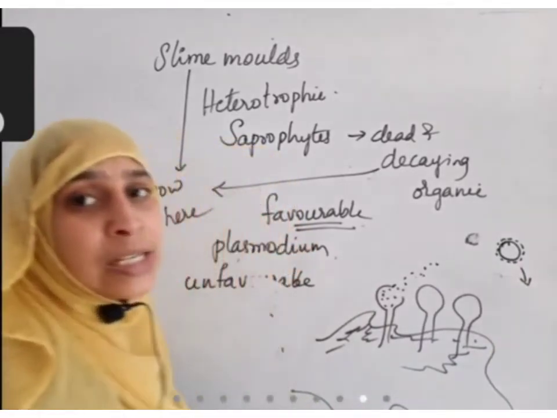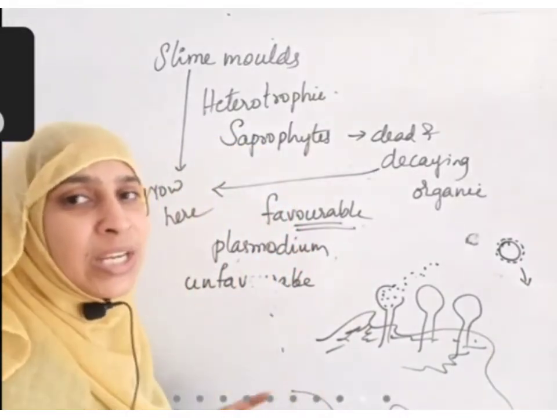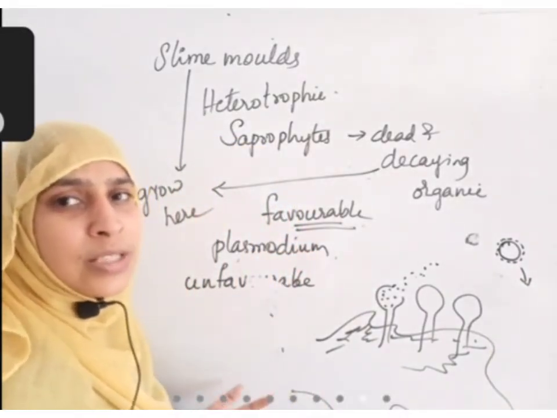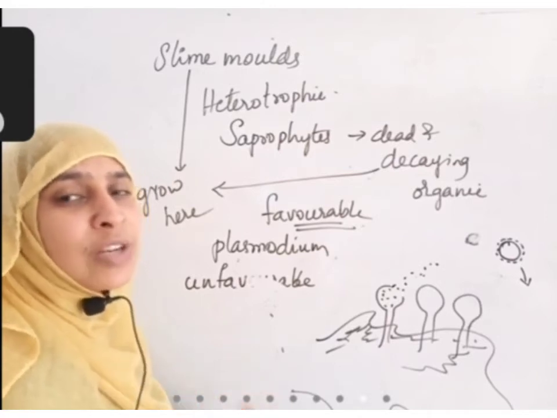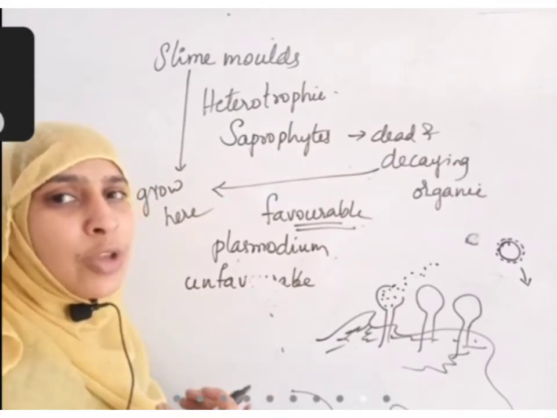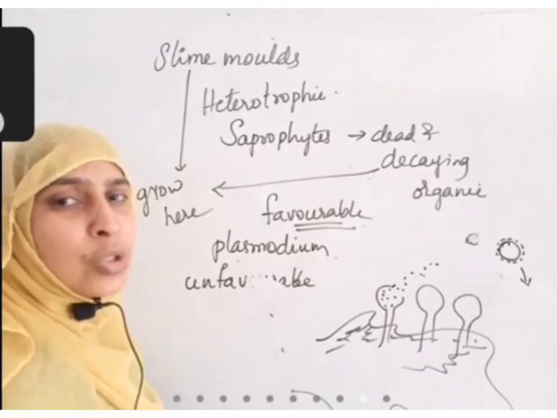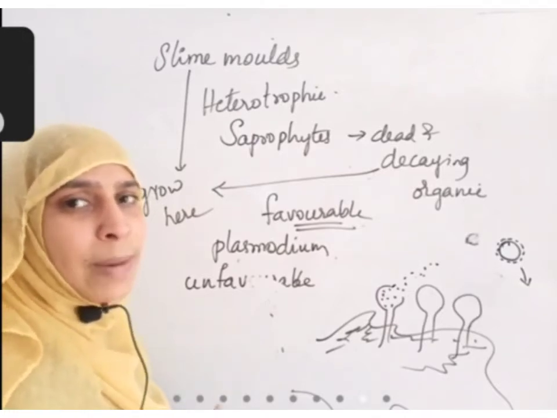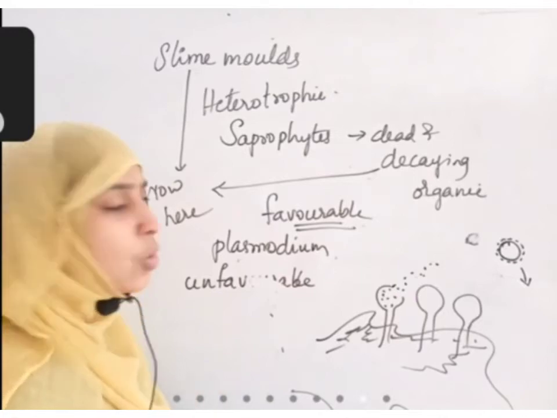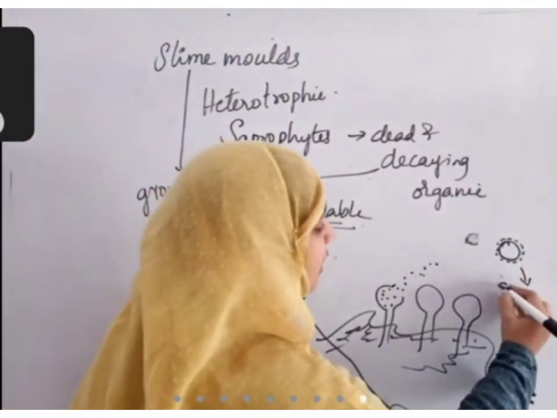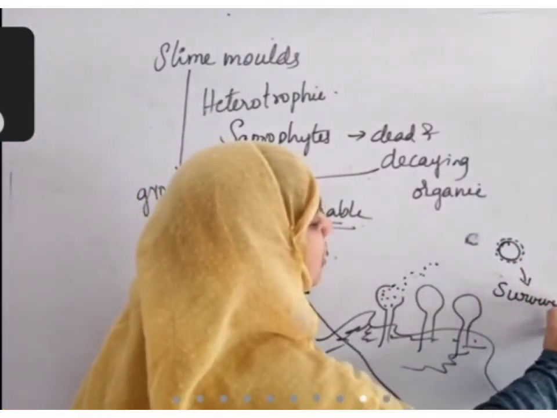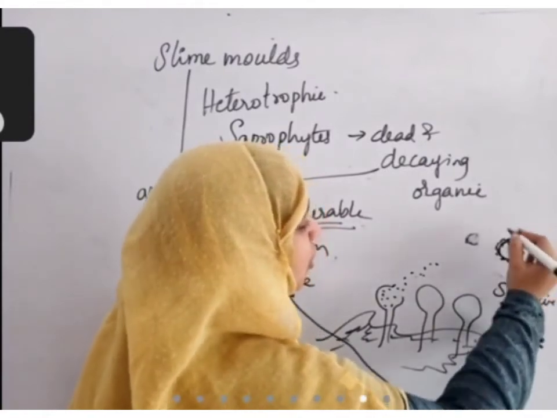If the temperature is very high, or if the temperature is very cold, most of the organisms die. Why are you keeping all your food in the refrigerator? So that no organism is able to grow. Bacteria, fungus, anything will not grow. But these can survive extreme temperatures because of the presence of this wall around them.